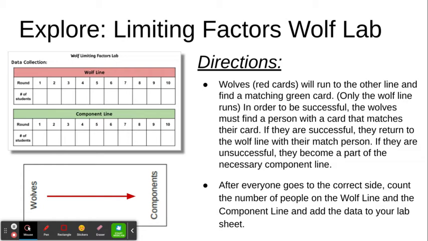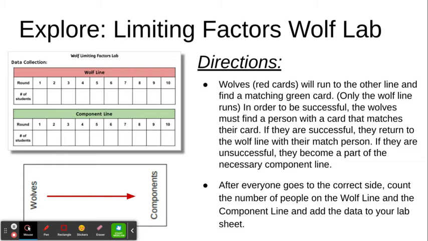They had the same type of factors, and they would pick those same ones out, and then you would let them find their matches. So that would be when the wolves would go towards the component line. The wolves would be your predator, so they're going towards that predation category. Once the wolves find their match, they would bring them back to the wolf line, and then you would count out how many students are left for that round, and they would put that information for the round line for the number of students.